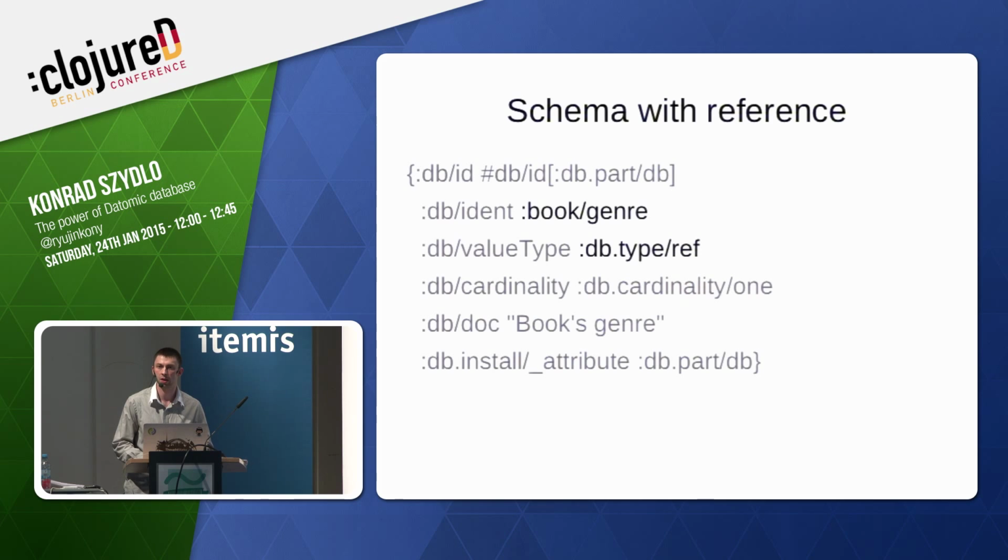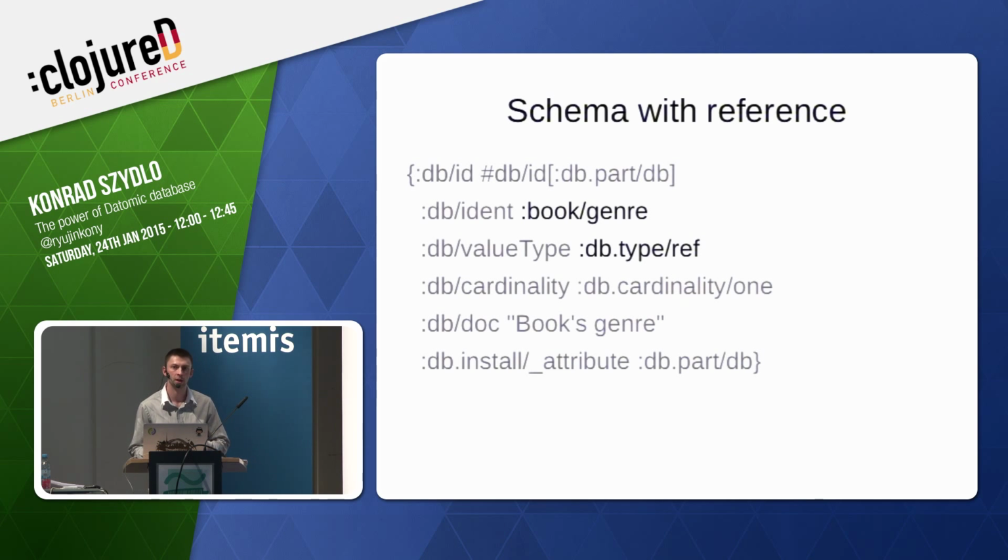Whenever we have entities that are connected to each other, like a book entity would have a book author attribute that points to some person, we specify it in our schema as db.type_ref, and we provide a name. So answering questions like what's the genre of a certain book is quite easy. We pull all the attributes.